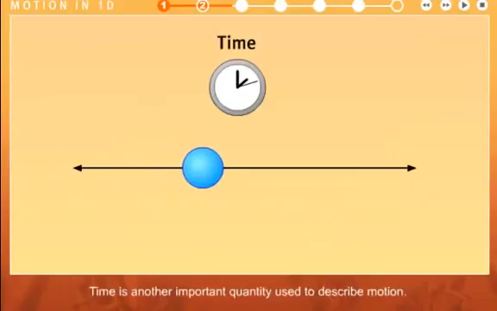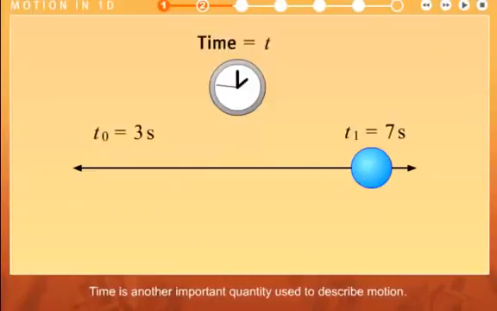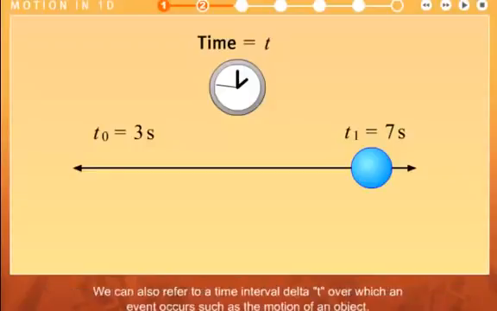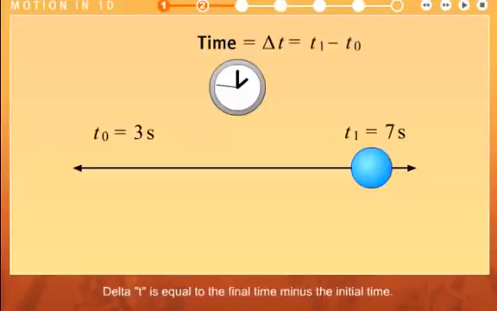Time is another important quantity used to describe motion. We can refer to a specific time t at which an object is at a particular point. We can also refer to a time interval delta t over which an event occurs, such as the motion of an object. Delta t is equal to the final time minus the initial time.